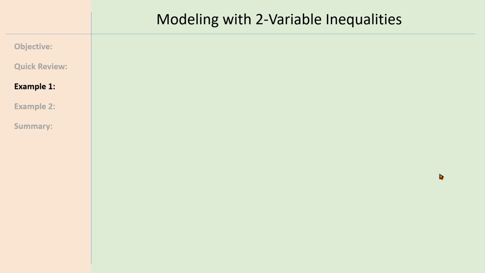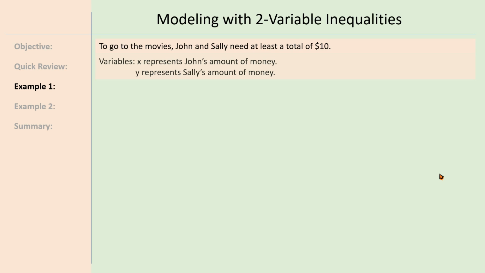All right, here's example one. We're going to be modeling with two variables now. To go to the movies, John and Sally need at least a total of $10. Okay, so this is way back when movies were cheap. All right, so here are my variables. X represents John's amount of money, and Y represents Sally's amount of money. Now, in this step, you can choose whichever to be X, whichever to be Y. It doesn't matter, okay? And I'm going to write my inequality. I know that in total they have to have at least $10, so X plus Y has to be larger than or equal to 10.